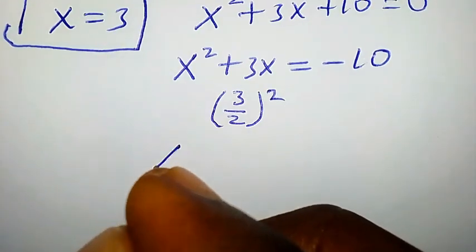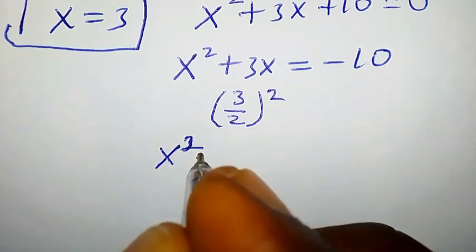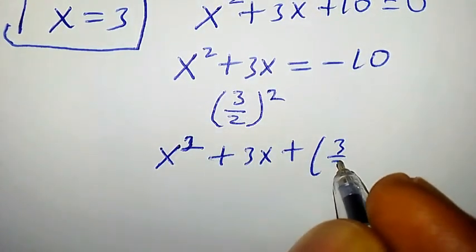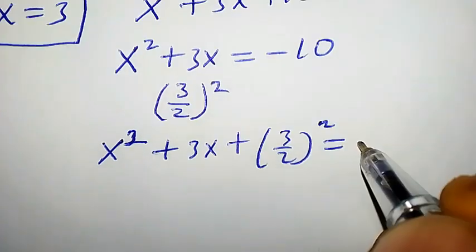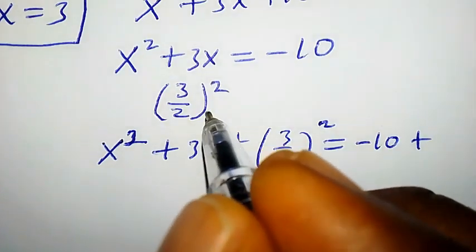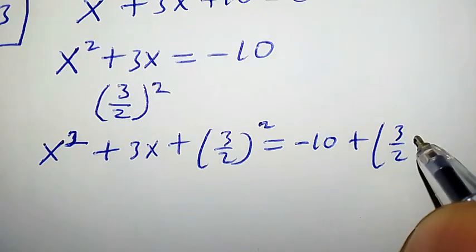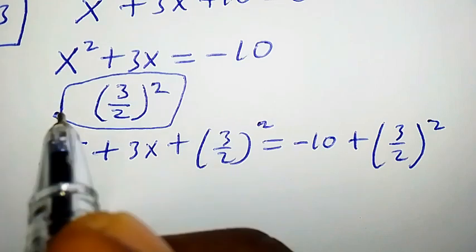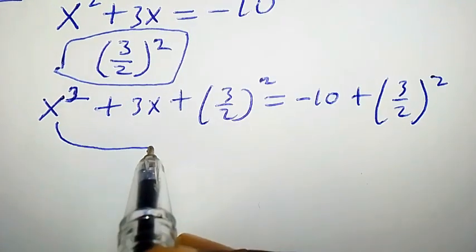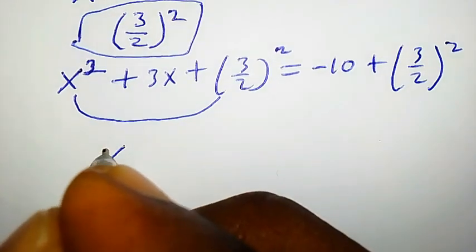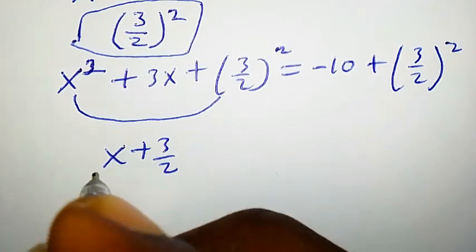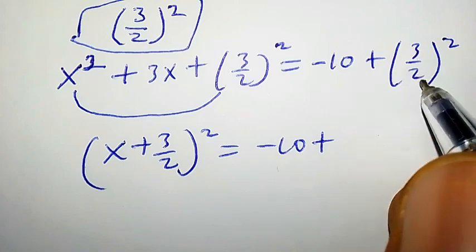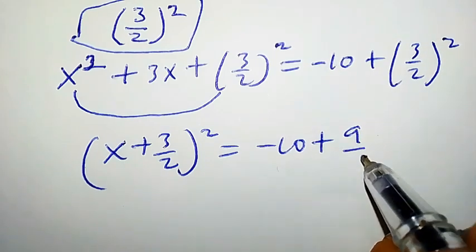Let's proceed further. x to the power of 2 plus 3x plus (3 over 2) all squared equal to what? Negative 10 plus (3 over 2) all squared. Don't forget this is not part of the solution. We can now combine these two. Doing that, we have (x plus 3 over 2) all squared equal to negative 10 plus (3 over 2) all squared, which is 9 over 4.